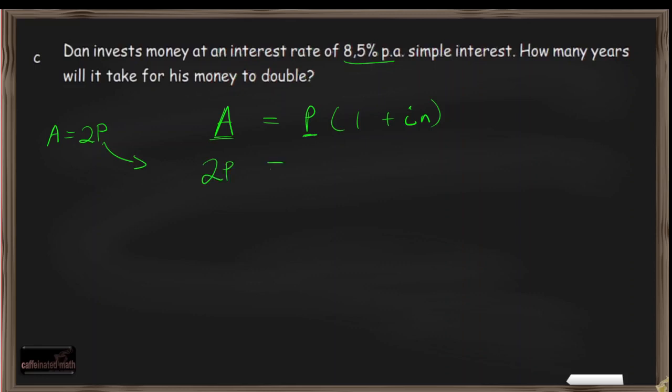So that's 2P is equal to the principal value times 1 plus, what's the interest rate Dan's working with? 8,5 over 100. That's obviously multiplied by n, which is what we are trying to solve for. Well, from there, we can divide both sides by P. We don't need that anymore. And given that P is away, what we're left with is 2 being equal to 1 plus 8,5 over 100 n. Subtract 1 from both sides.